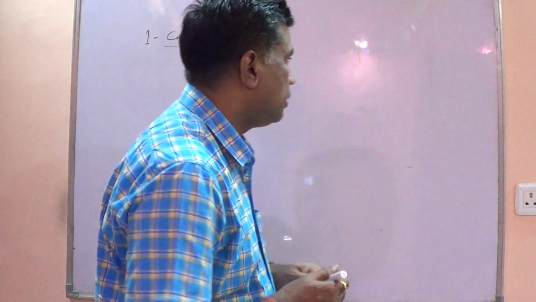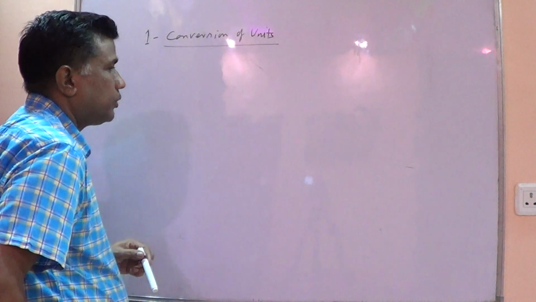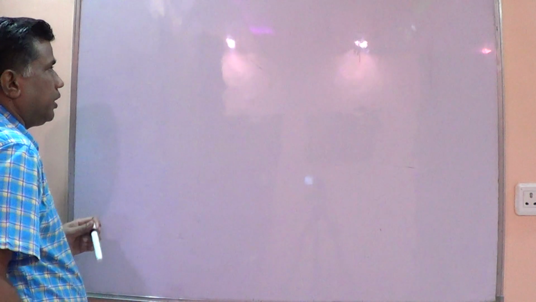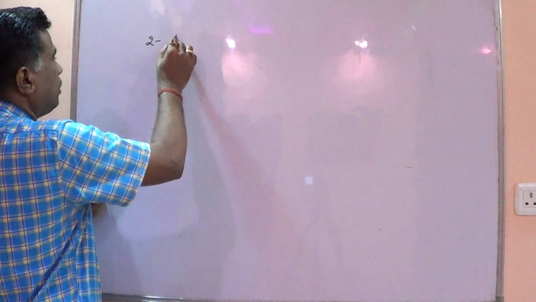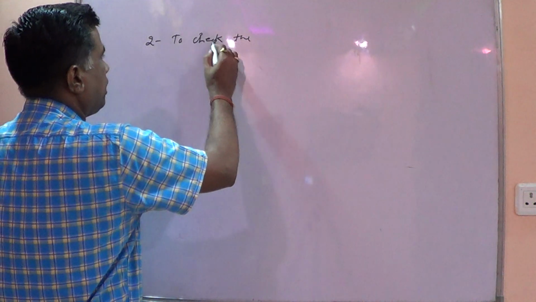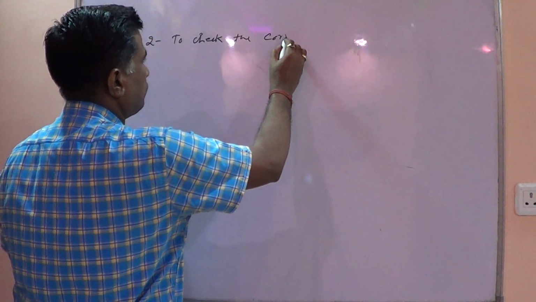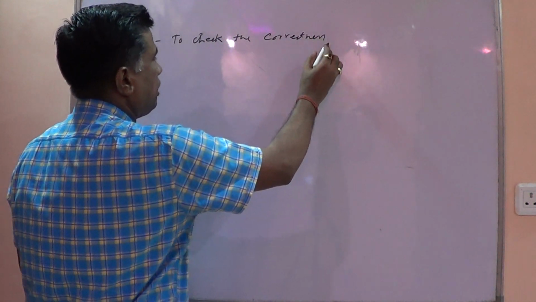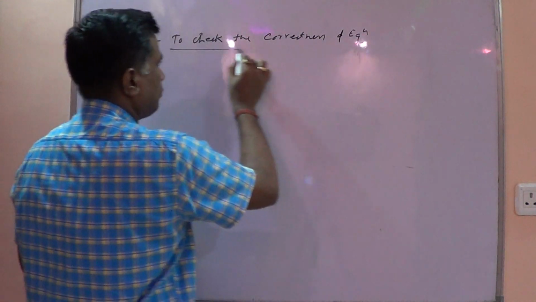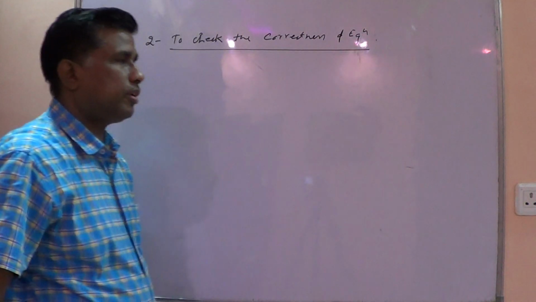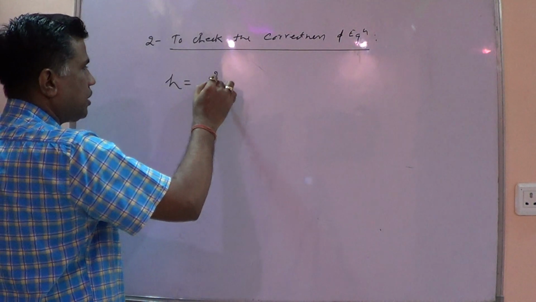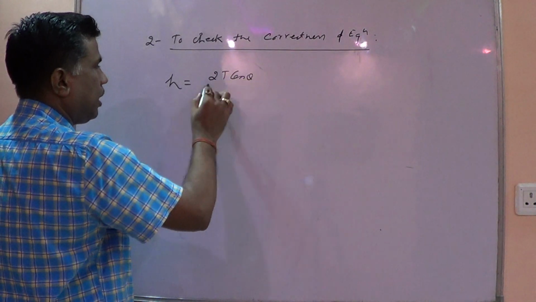So students, I am going to take one example. What is our second topic? To check the correctness of an equation. Suppose you have an equation like this, h equal to 2T cos theta by r rho g.